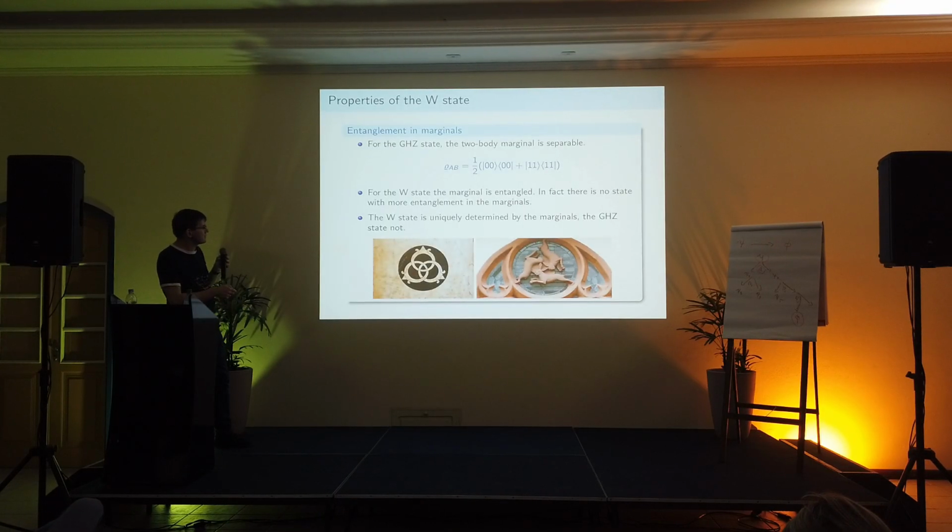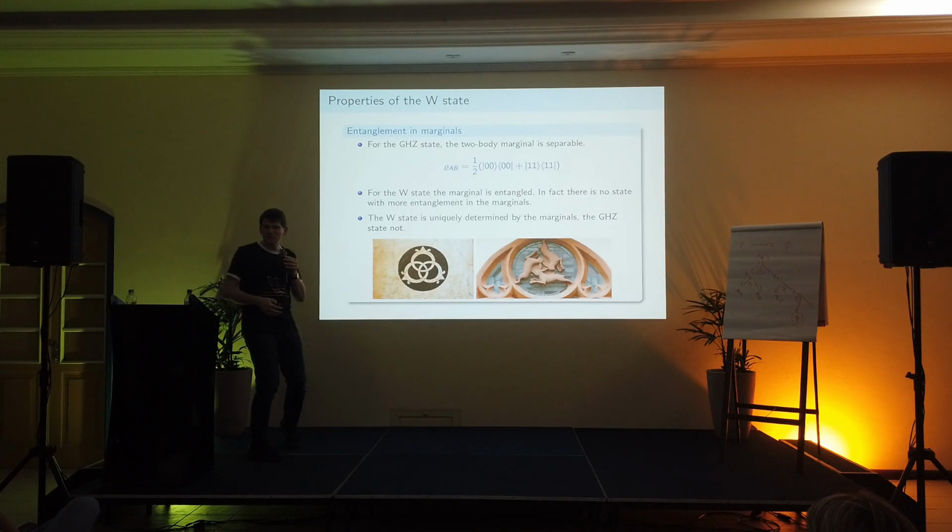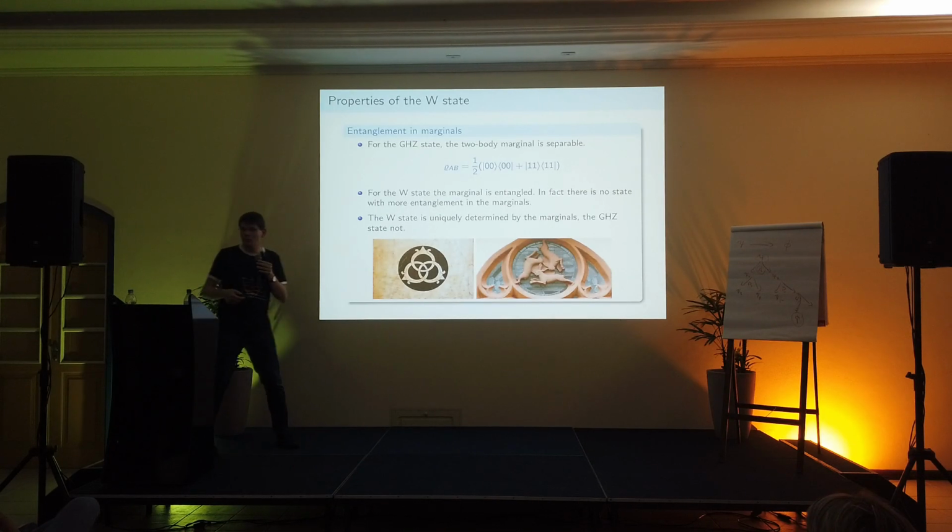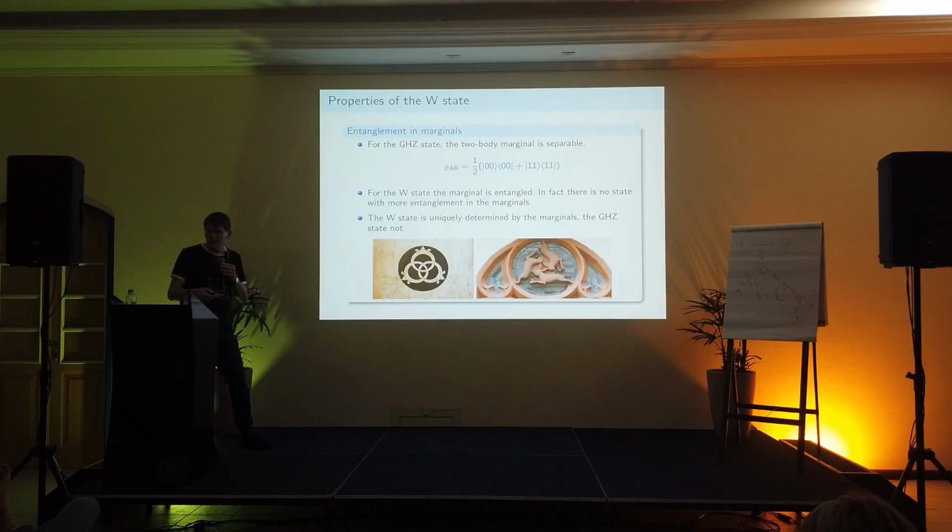This is a different property: if you throw away one particle from the GHZ state, then you lose all the entanglement, and for the W state, it's not the case. It's more robust. Sometimes this is also visualized in this form. This is the Borromean rings, of course. They have 3 rings, and they are somehow intertwined. But if you remove one of the rings, then the 2 others are not connected.